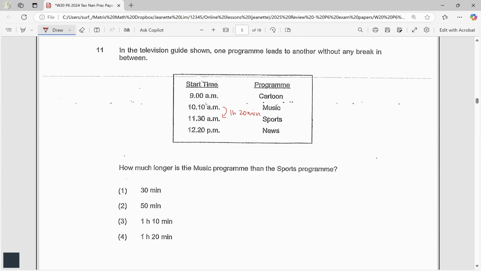For the sports program, it starts at 11:30 and it ends at 12:20. So that is 50 minutes. Compare these two timings. Okay, the difference would be 30 minutes. So it's 30 minutes longer. Answer 1.